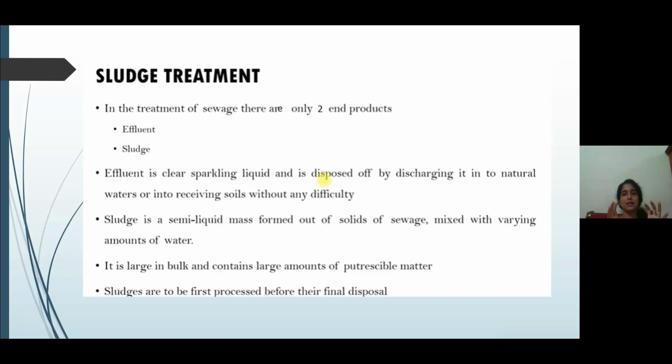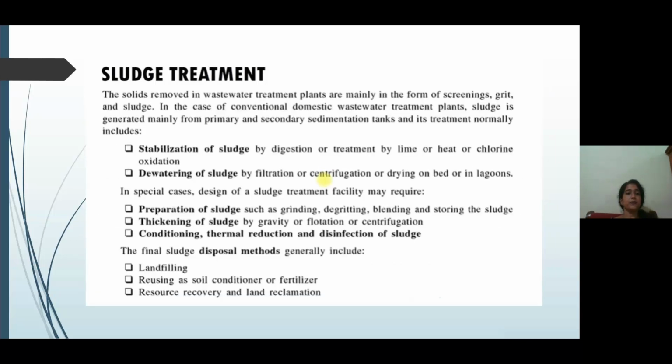But the sludge is the most dense form of the waste product coming after the water treatment and wastewater treatment process, and it has to be disposed of by giving proper treatment. Sludge is a semi-liquid mass formed out of solids of sewage mixed with varying amounts of water. It is large in quantity and it also contains putrescible matter. The sludges are to be first processed before the final disposal. That is, we have to give treatment to sludge.